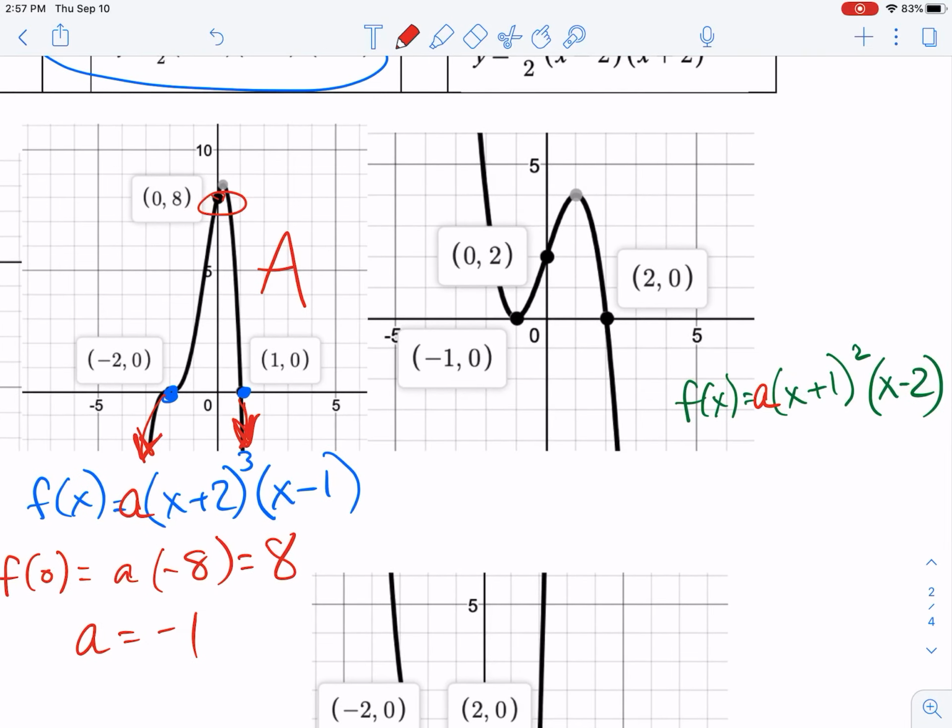Oh, there it is. Okay. All of a sudden I couldn't see what was in front of my face. That's this one right here. So this is the answer C.